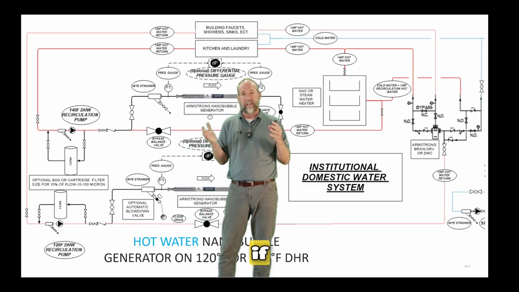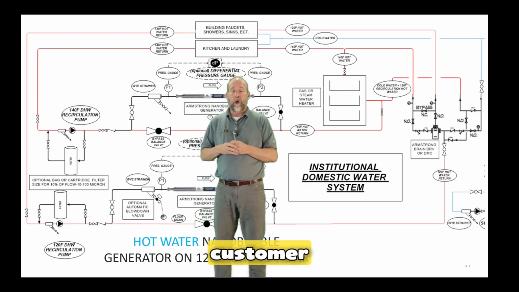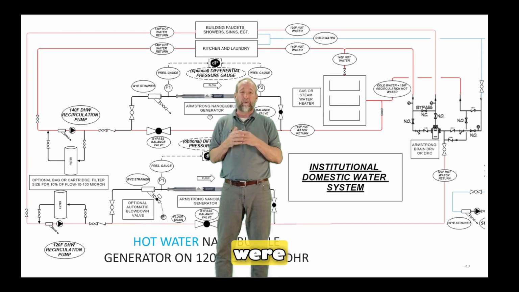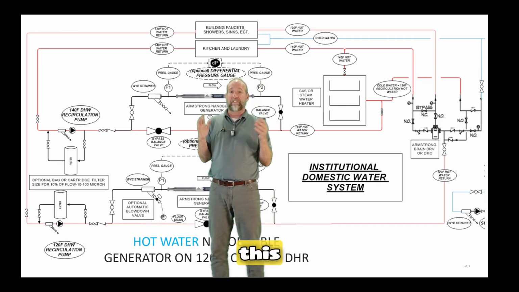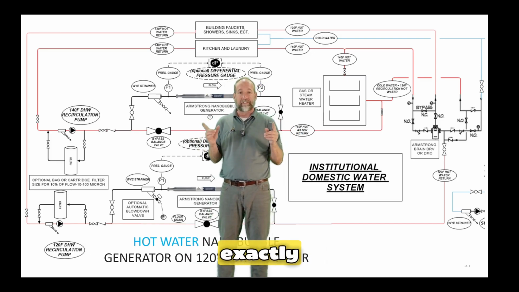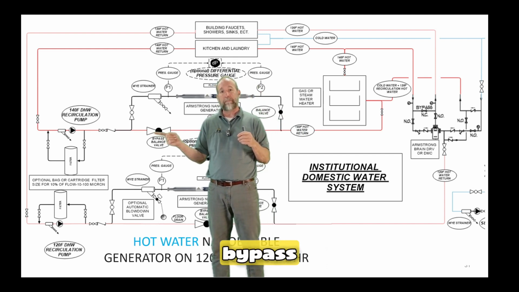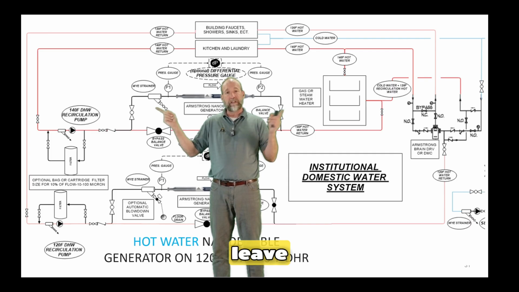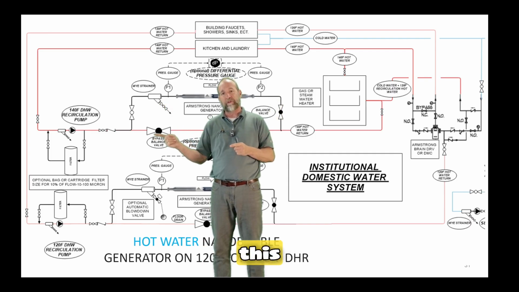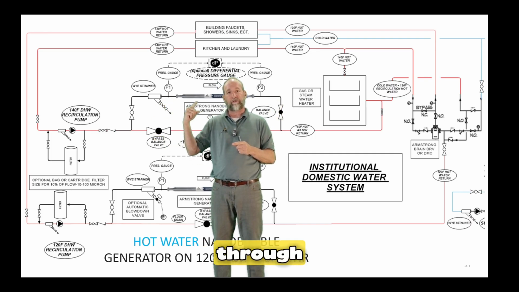So, for instance, if a customer first started this up and they were experiencing some issues where they're like, this is a little bit too aggressive, that's exactly what we would want you to tell them to do, which is to go ahead and open this bypass valve up. You could still leave water flowing through the nanobubble generator, but open this bypass valve up so less water goes through the generator.